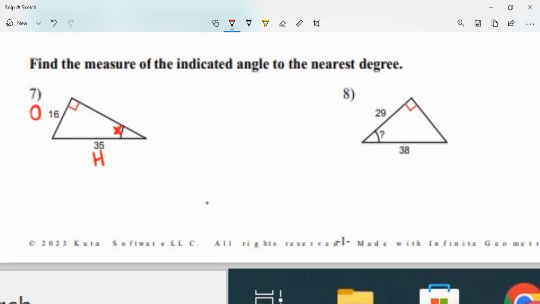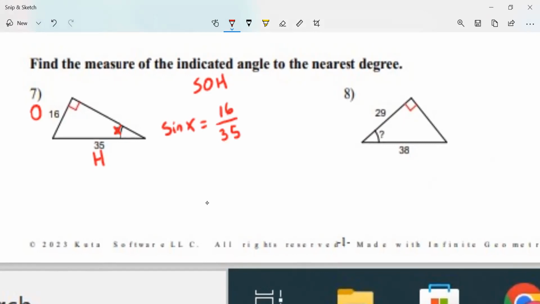For my acronym SOH CAH TOA, I'm going to use the acronym SOH. What that stands for is sine is opposite over hypotenuse. So I'm just going to write sine of x is equal to 16 over 35. If I go 16 divided by 35, it's going to give me a decimal. I don't have to simplify my fractions. This one cannot be simplified, but if it could, don't worry. Don't simplify if you're going to use a calculator.